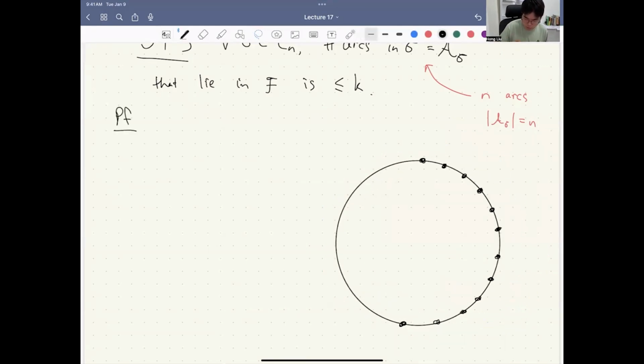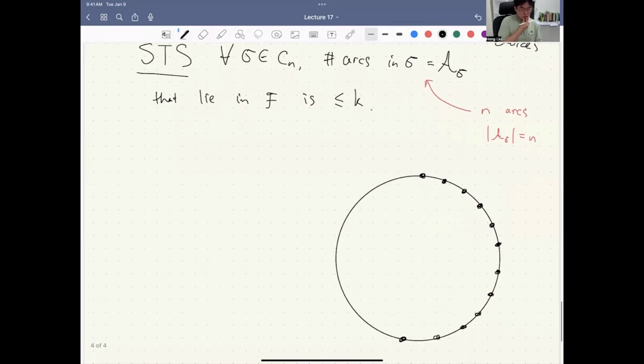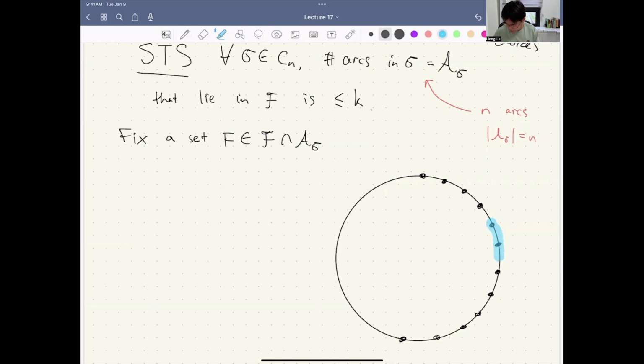Okay, proof. Okay, I used too many proofs. So let's prove this STS. So let's fix sigma. So let's fix a set F in F intersect A sigma, shall we? Let's fix one that appears to be an arc in sigma. Let's say it's this guy. Let me try it. So this is our F.